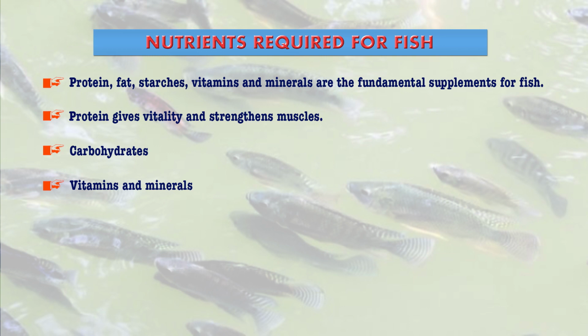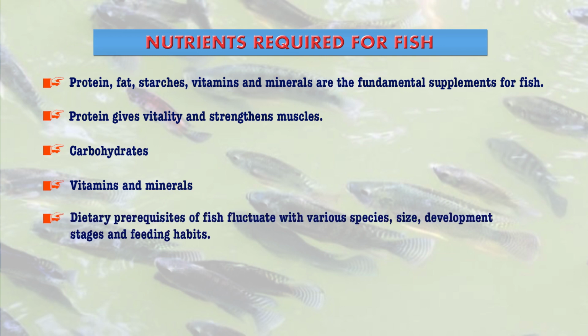Then you need carbohydrate, which is a source of energy, you need vitamins and minerals, and the dietary prerequisites of the fishes. This will also fluctuate with the type of fishes involved, whether you are using freshwater fish, or other types of fishes, the oysters, the shellfish or the shrimp, whatever is under cultivation. And then it also depends upon the size of the fish, whether smaller fish are there or it is slightly larger in size. Then the development stages are also important, and also their feeding habits.